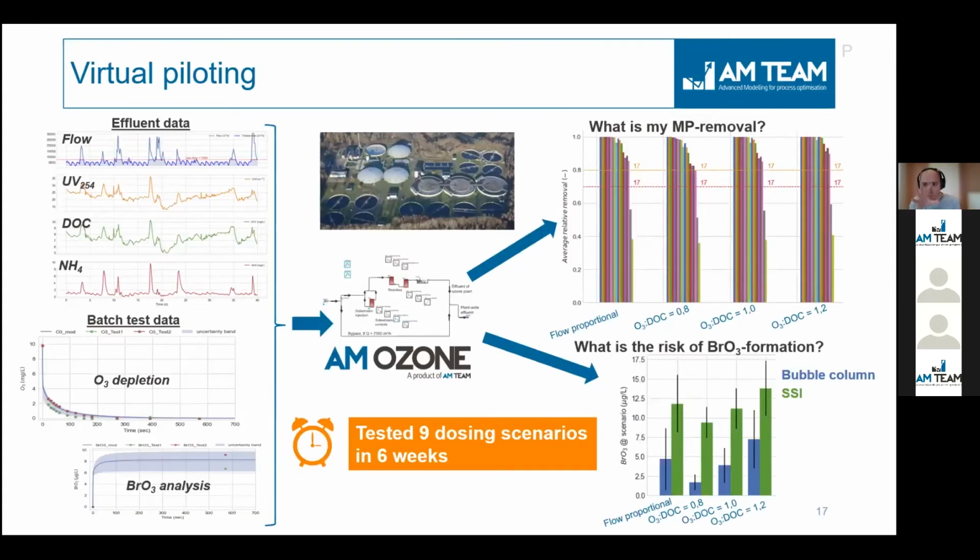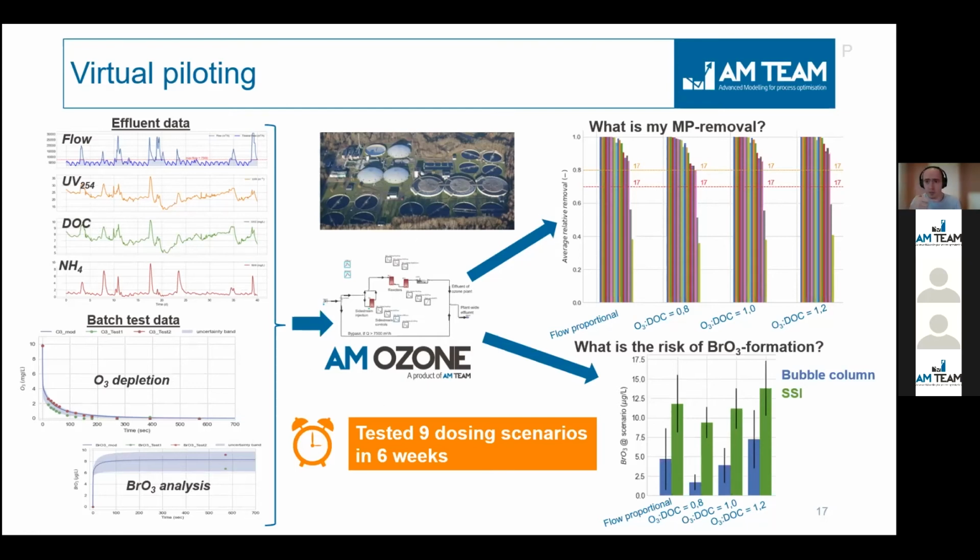That's why when we perform virtual piloting with the AMOZONE model, we combine batch test data. So we send 1 or 2 samples to a lab, and we look at the ozone decay, the ozone depletion. We look into this, and we combine this with your dynamic data of your plants, so the flows, the DOC, the ammonia levels. We combine these two together with the process conditions of a future plant.